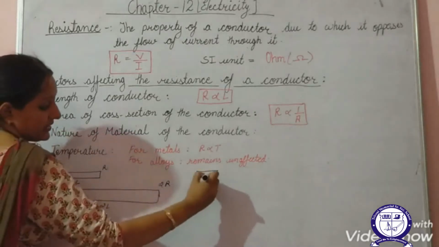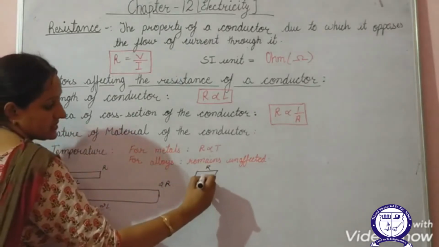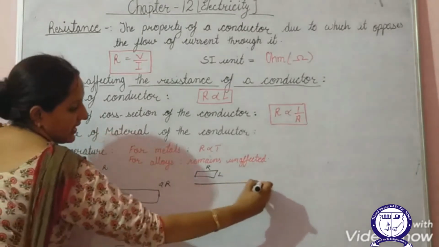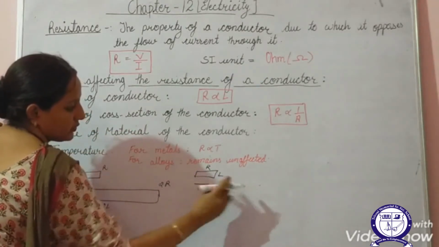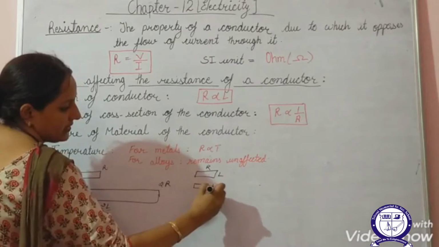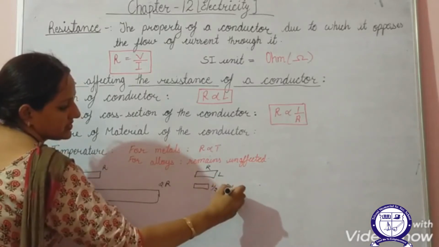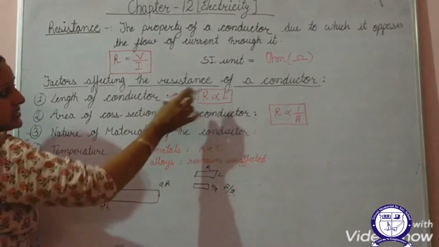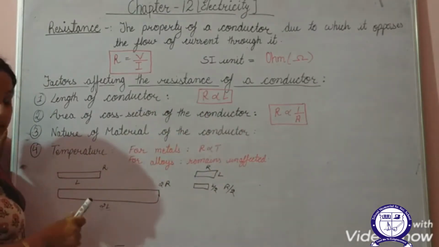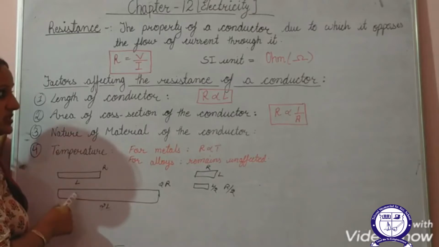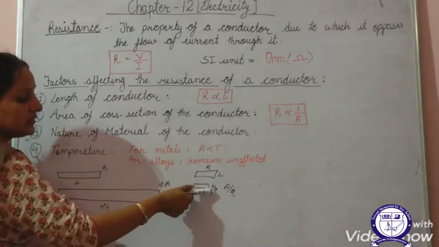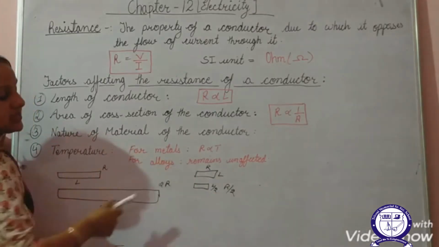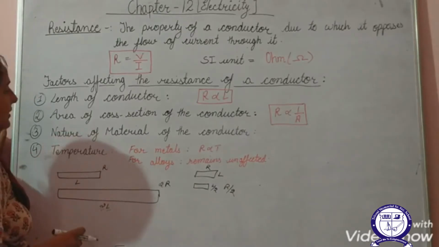And if a wire has resistance R and length L, and I have another wire whose length is L by 2, then in this case its resistance will also reduce to half, because resistance and length are directly proportional. When length is doubled, the resistance is also doubled, and when length is reduced to half, the resistance will also reduce to half.